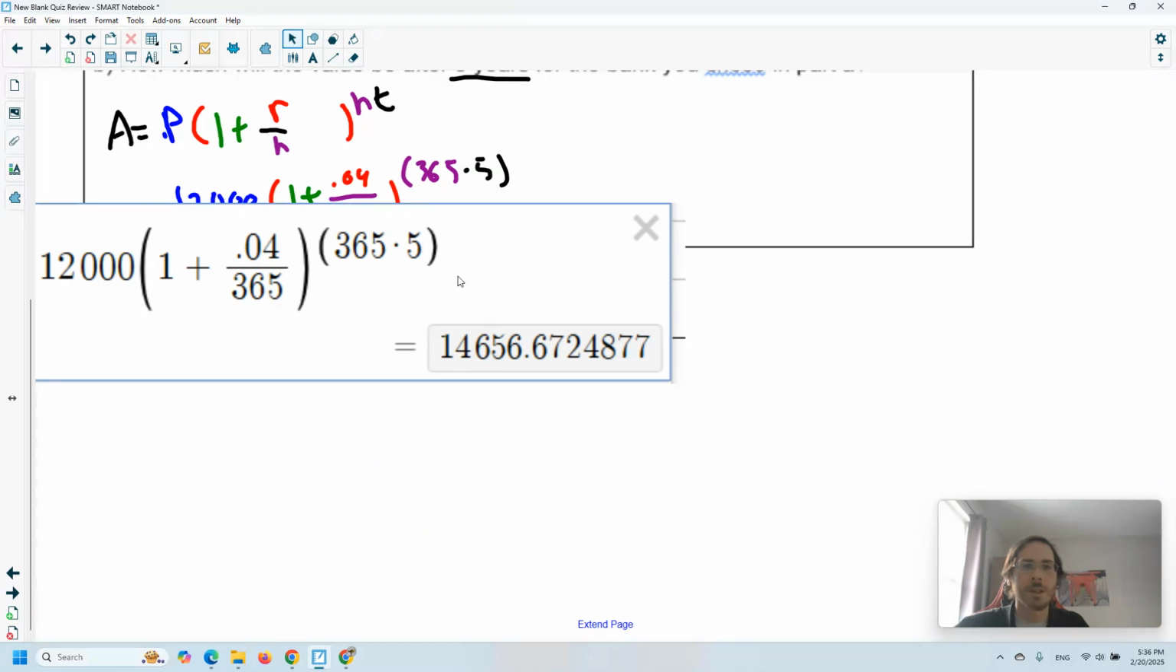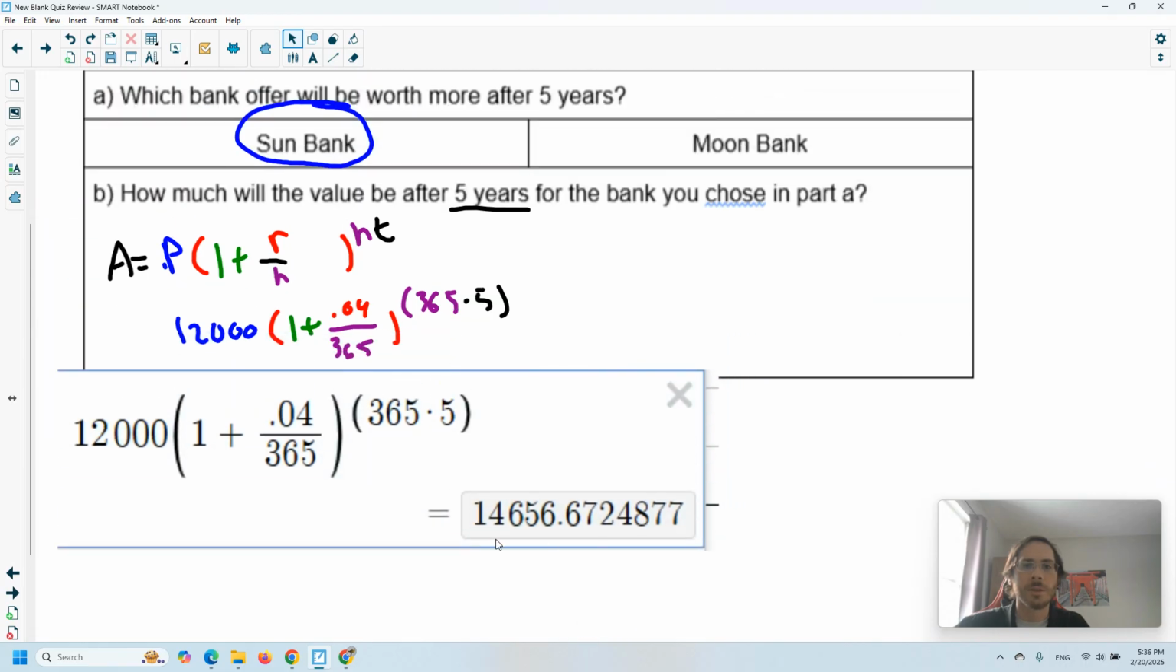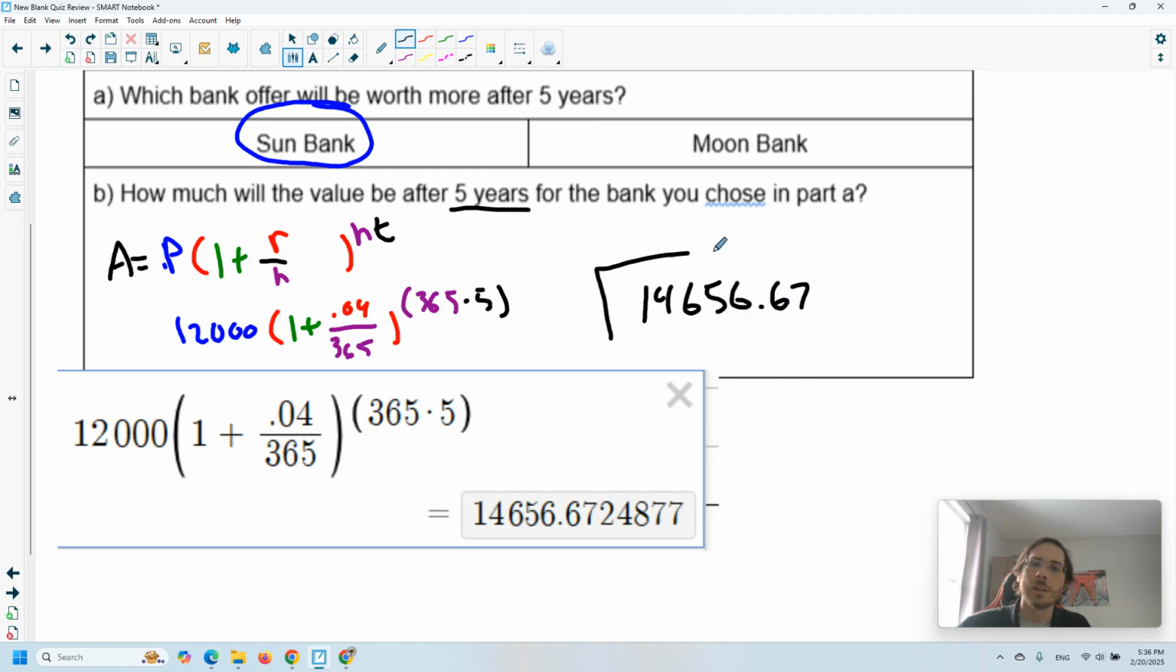So if we look at this answer now, we see this is not in dollars and cents, and we want to report an answer in dollars and cents. So we would want to round this. 14,656.67. That's our final answer. Now this time the dollars and cents do matter because again, we're not making an estimate for a company. We're actually finding out how much money we have. So we want to be very specific so that we know how much money the bank actually owes us. So we know that we need this much money to get back from the bank.